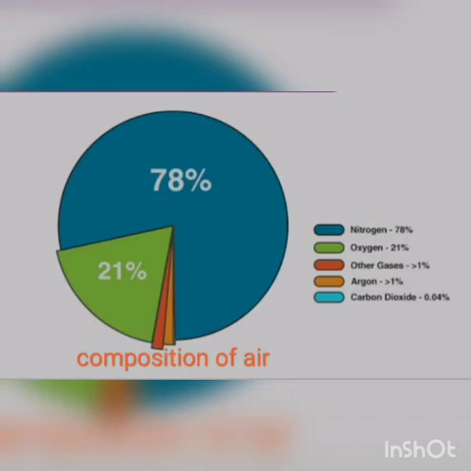Next, let us see about the composition of air. See the picture here. Here 78% we have nitrogen, 21 percentage of oxygen, and the rest 1 percentage is a mixture of argon, carbon dioxide, water vapor and other dust and smoke particles. So see once again, 78 percentage of nitrogen, 21 percentage of oxygen and the rest 1 percentage is nothing but the mixtures of other gases.